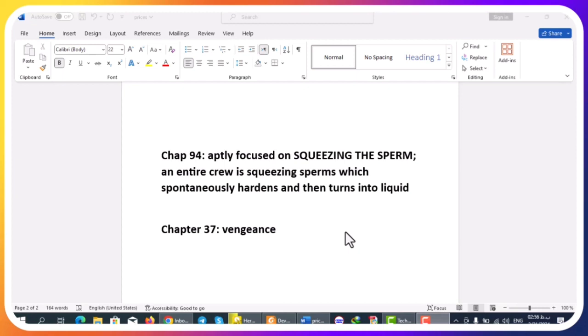That was chapter 37. It's a wonderful, I think, sentence or paragraph that I chose from. And then we have chapters 94 and 95. I won't go into chapter 95, but chapter 94 is aptly focused on squeezing of the sperm. It's called The Squeezing of the Hand. It's a long chapter again, and it needs an editor, of course, to cut some parts of it. And in that chapter, an entire crew is squeezing sperm, which spontaneously hardens and then turns into liquid. And after that, we understand that these people on the Pequod, the ship, are all united through this squeezing of the sperm, which later has an emollient effect on their hands.